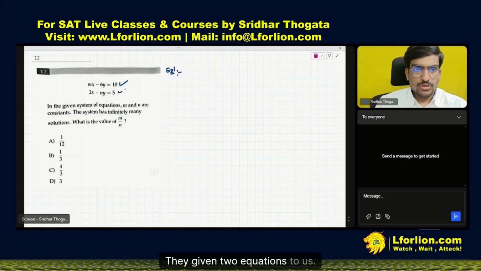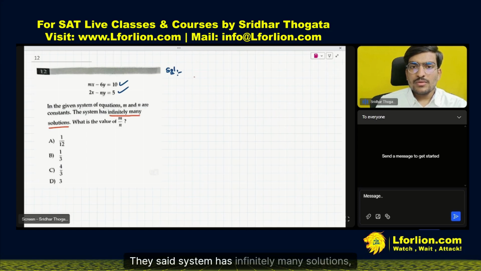The two equations are given to us. In the given system of equations, m and n are constants. The system has infinitely many solutions. What is the value of m by n? This system has infinitely many solutions, which means that for infinitely many solutions, the equations must be similar.